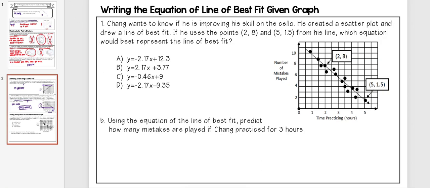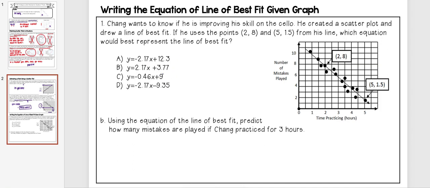In this last video, we're going to be talking about writing the equation of a line of best fit given the graph. This problem says that Chang wants to know if he is improving his skill on the cello. He created a scatter plot and drew a line of best fit. If he uses the points (2, 8) and (5, 1.5) from his line, which equation would best represent the line of best fit? I'm going to show you two different ways that you can go about this problem.